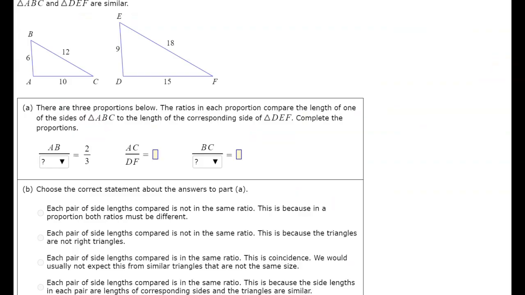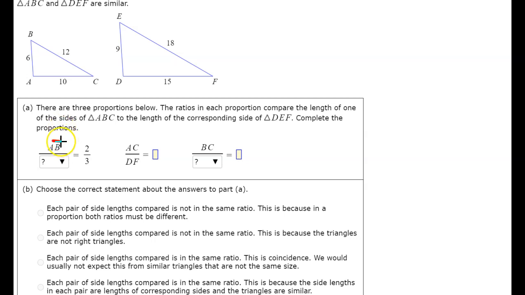So triangles ABC and DEF are similar. Part A, there are 3 proportions below. The ratios in each proportion compare the length of one of the sides of ABC to the length of the corresponding side of DEF. Complete the proportions.